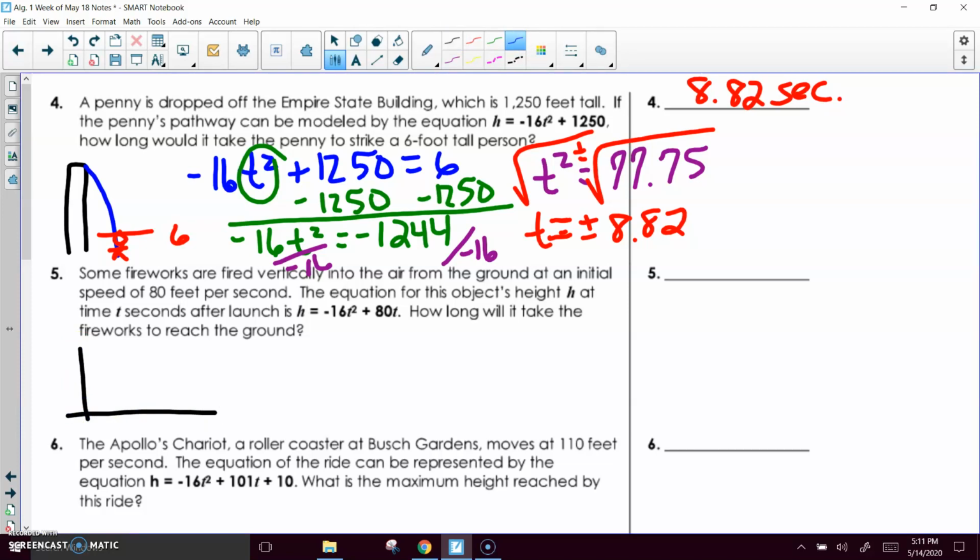Where we launch fireworks from is 0, 0. So the fireworks are going to go up and come down. So I want to know, when will the fireworks reach the ground?